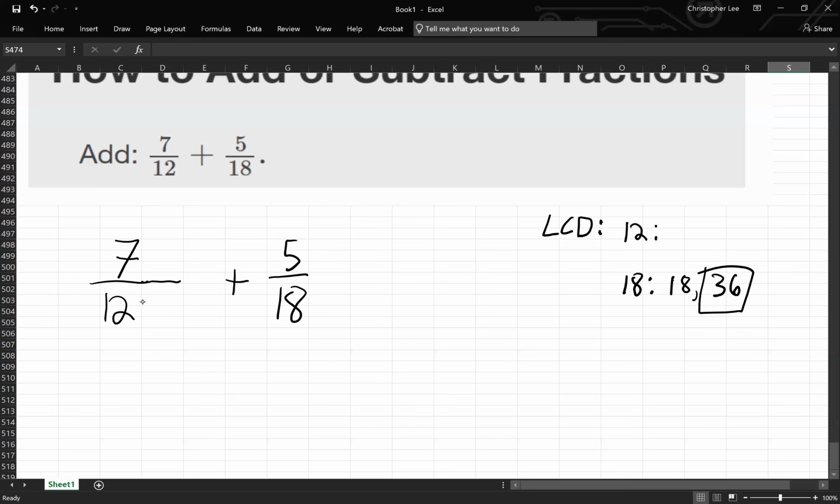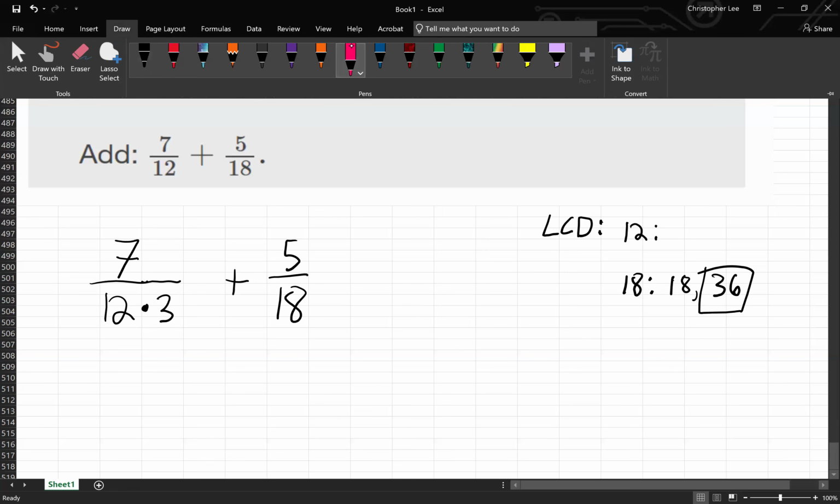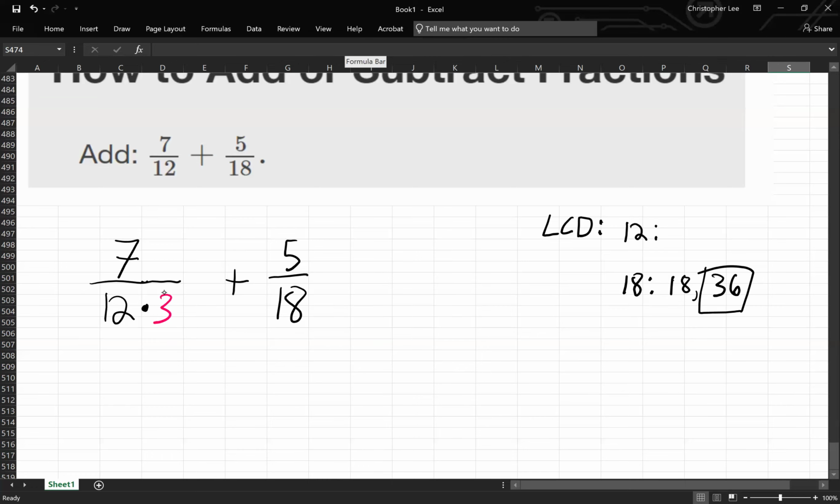12 times what number is 36? 3, right? But look, you got to be fair. What you do to the bottom, you got to do to the top. We said 18 times what was 36? 2, right? But you got to be fair. What you do to the bottom, you got to do to the top.